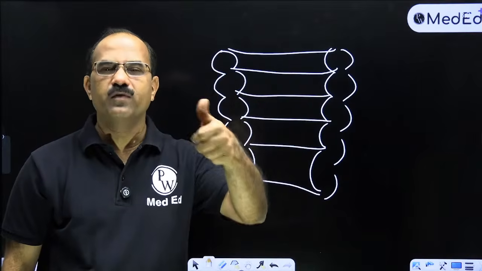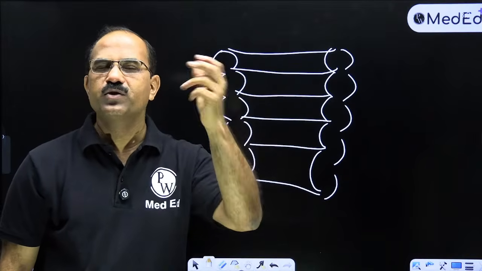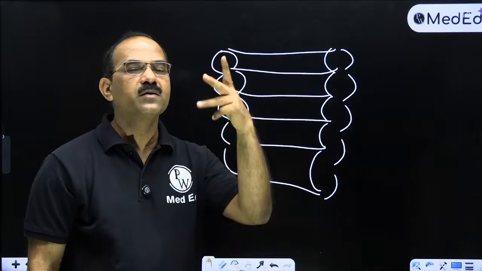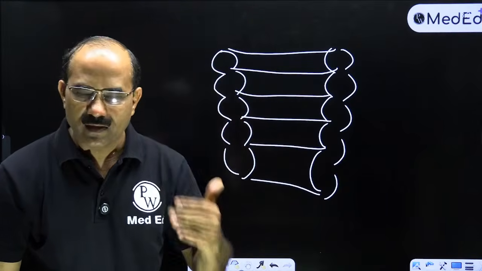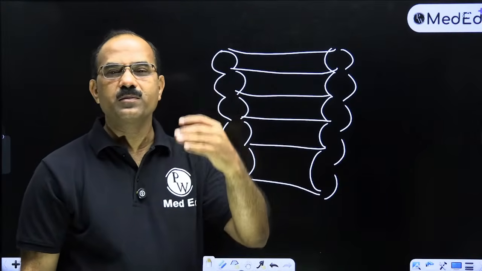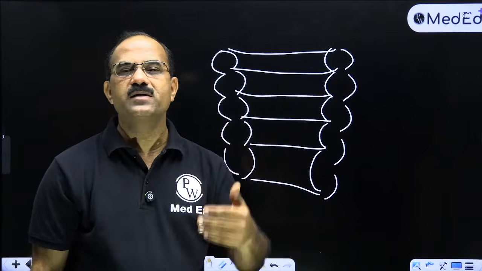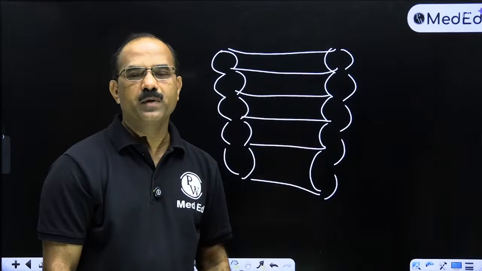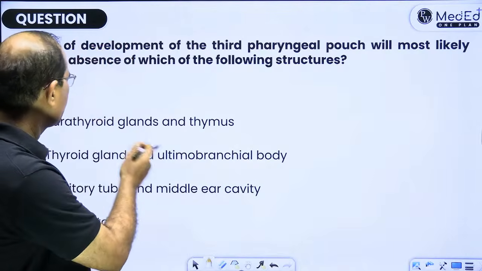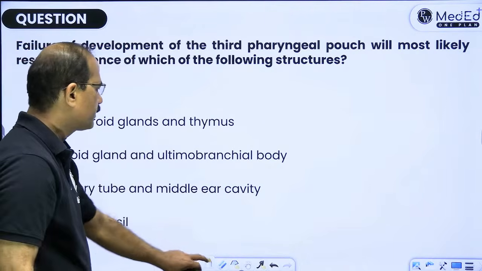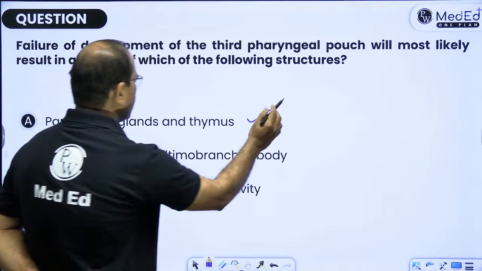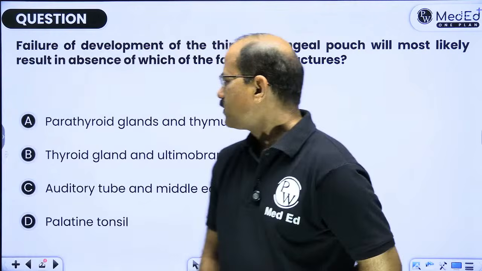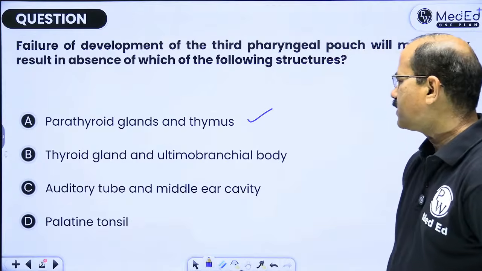The first pouch forms the middle ear cavity and the eustachian tube. The second forms the palatine tonsil. The third forms the thymus and the inferior parathyroids. The fourth forms the superior parathyroids, and it merges with the sixth to form the ultimobranchial body. So this is correct. This is parathyroid gland and thymus.